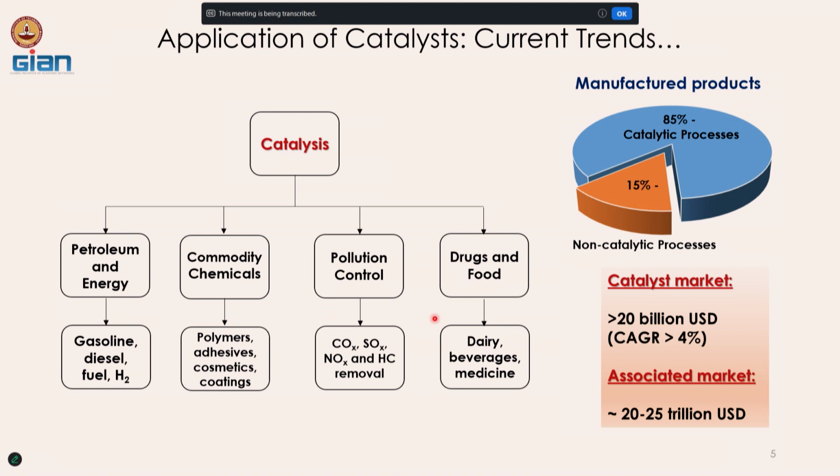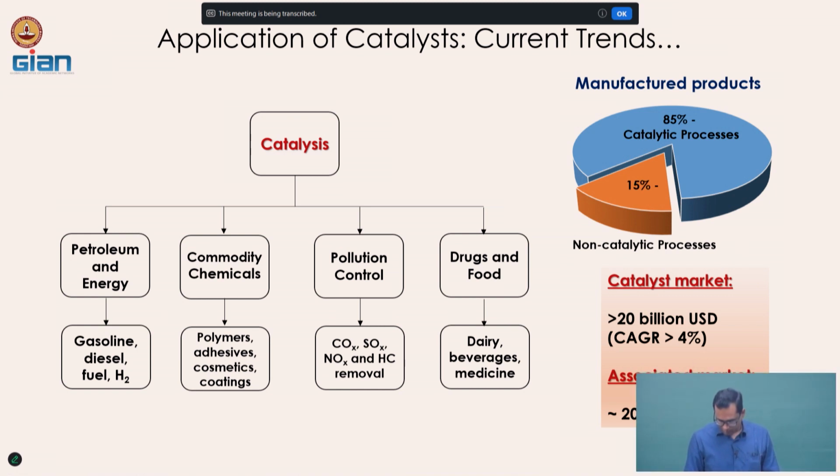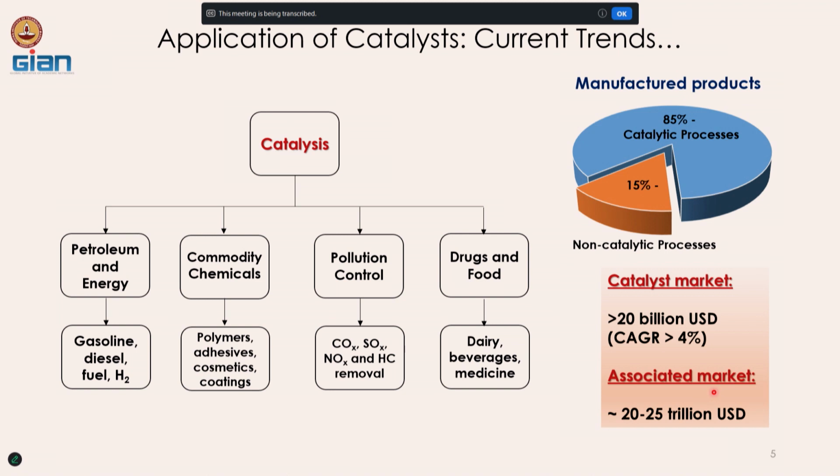So typically, of the manufactured products that we are seeing or using in our daily life these days, more than 85% of those processes come from the catalytic side. So a catalyst is involved in the synthesis of those products, and only about 15% come from non-catalytic processes. So it is obvious that the market of the catalyst is huge. The direct catalyst market in the whole world is over 20 billion US dollars, with a compound annual growth rate of about 4%, whereas the associated market, like the different products or the steps where we go through catalysis processes, can easily be 20 to 25 trillion dollars.